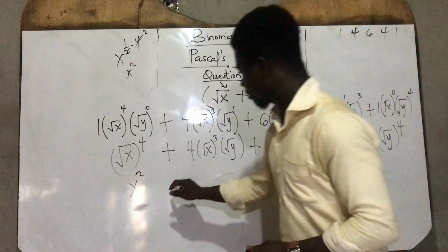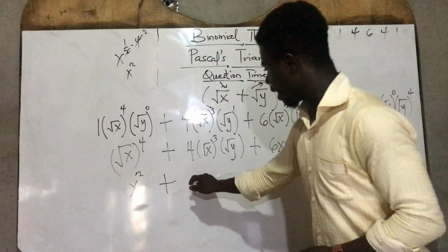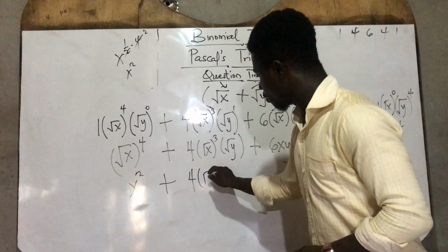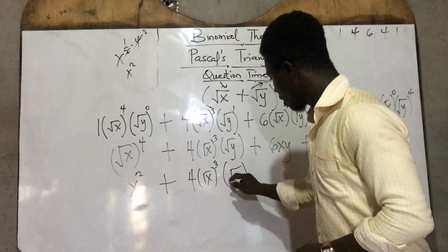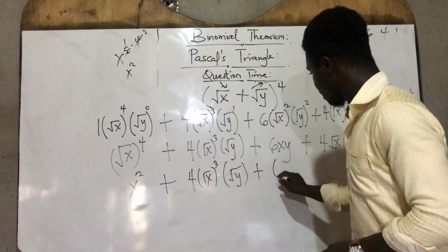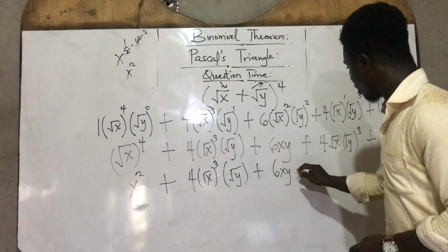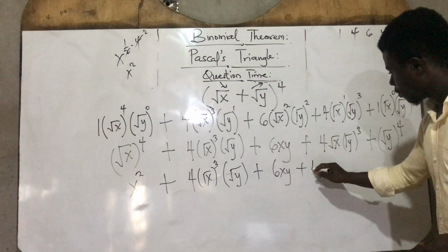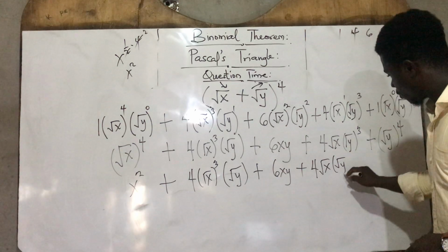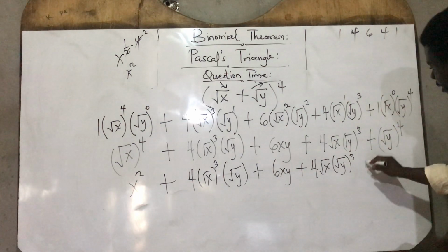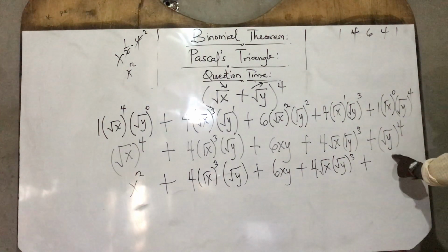Then plus, here we can leave it like that as 4 square root of x to the power 3, then square root of y. You can leave it like that. Then plus 6xy. Then plus, here we can leave it like that, which is 4 square root of x, then square root of y to the power 3. Then plus square root of y.